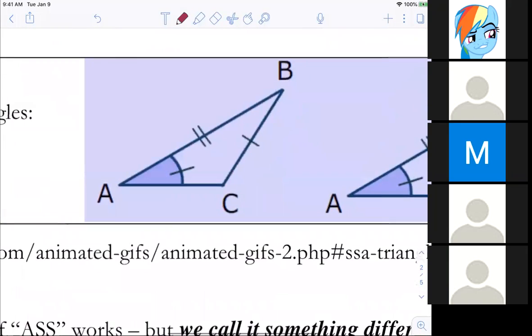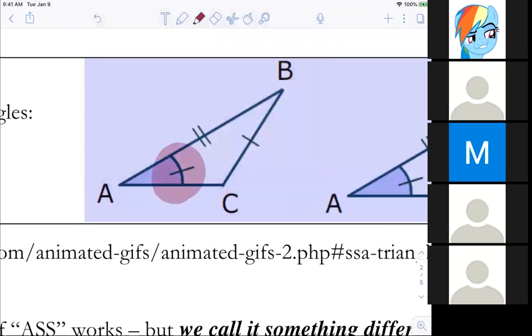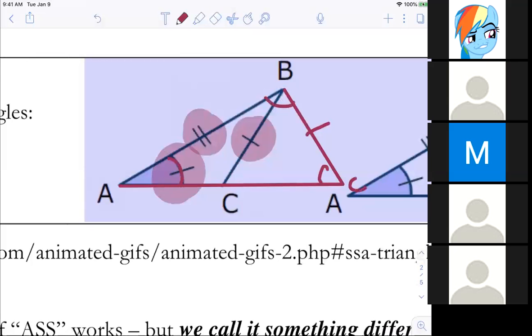I've got this picture right here. If I had angle A congruent to the other angle A, and then AB and BC congruent to 2 other sides on the other triangle, that could make a triangle where angle C is this big obtuse angle. Or if those are the only 3 pieces of information I know, I could also have this BC rotate over here, be the same length, and make a big acute triangle where angles A, C, and B are all acute angles.